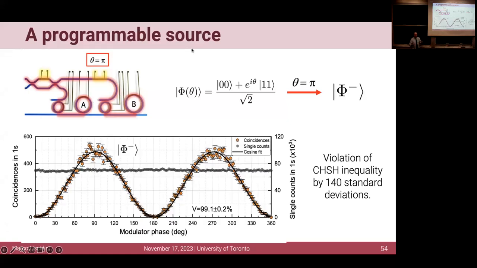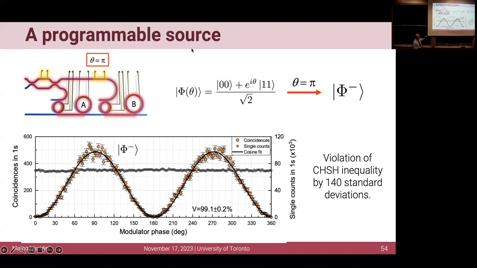There is no subtraction of counts, okay? This is just the raw data. And we violate the CHSH inequality by 140 standard deviations, which we believe is pretty good, especially because it has been done in an integrated device. And this is super, super clean. There are some advantages here, because a big advantage of integrated optics is that basically everything is single mode, because these are single mode waveguides, for a given polarization.